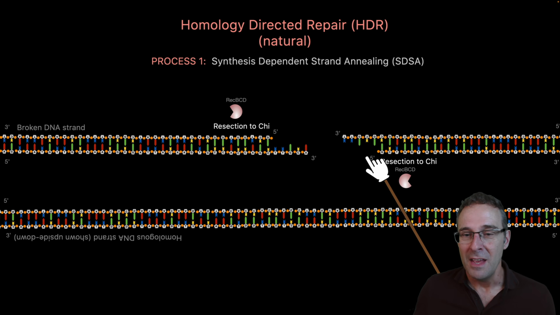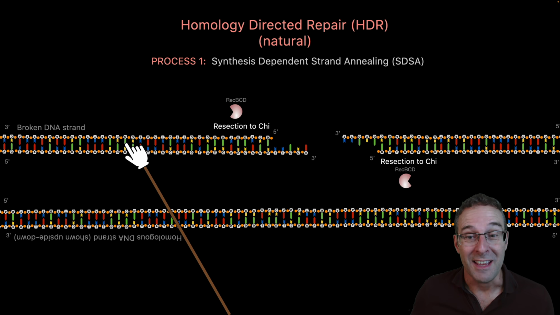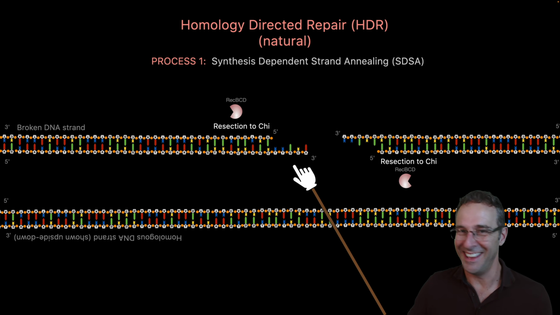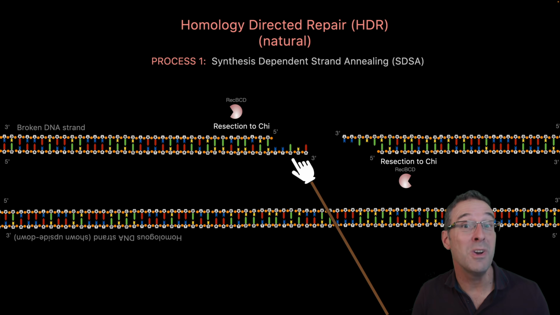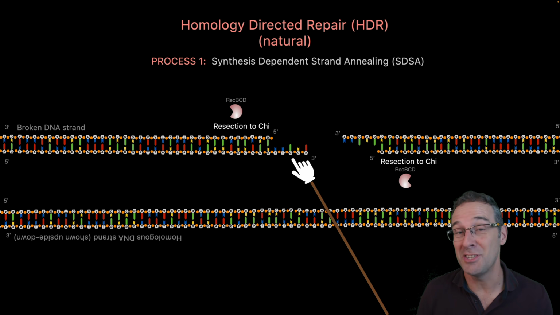Now, sometimes that would be a long way, right? I've drawn them 5 bases long, but it might be hundreds of bases until it reaches a Chi site. But it will find a Chi site because there are lots of Chi sites. And in fact, somebody studied an E. coli bacteria and found that there were well over 1,000 Chi sites on that one bacterial chromosome. So it may be a long overhang, but it will reach a Chi site at some point. So that's the first step, is resecting the 5' end back to a Chi site.